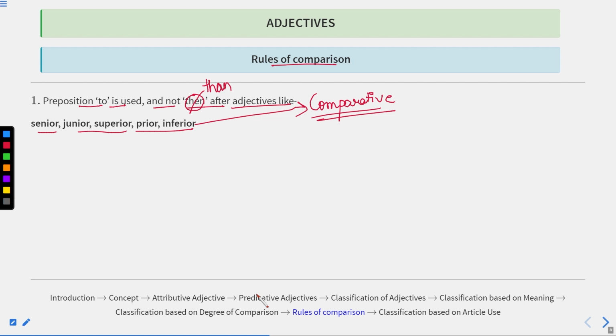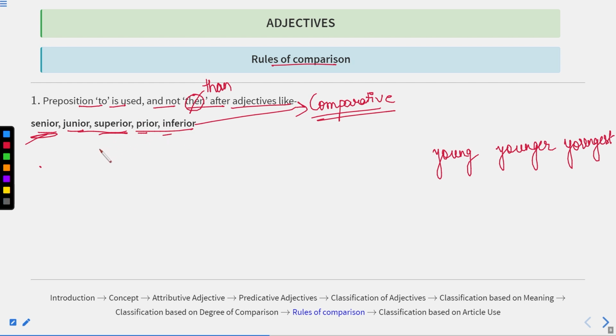Because if we talk about any comparative degree of an adjective, we make it from the positive degree and we also make the superlative of it. For example, if the word is young, I can make this word young, then younger, and then youngest. I can convert this word into comparative or superlative. But if I talk about the word senior, can I have any positive degree of it? No, not at all. Can I have the positive degree for the word junior? No. Do I have any positive word for superior? No. For prior? No. For inferior? No, not at all.